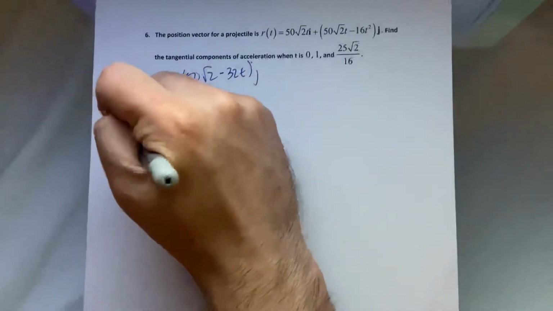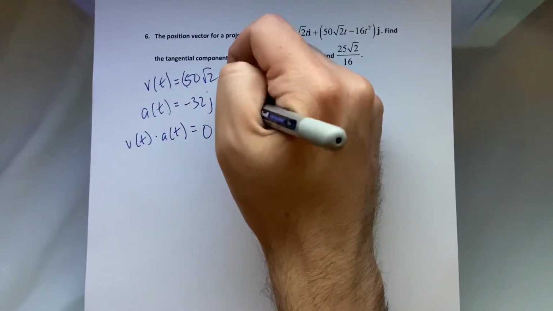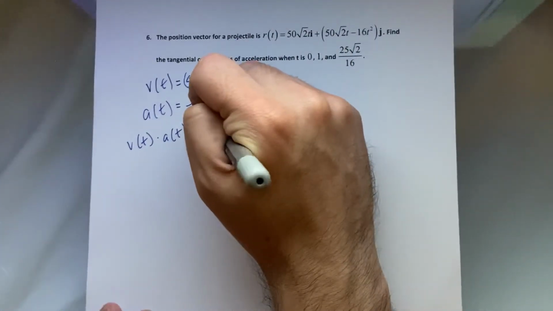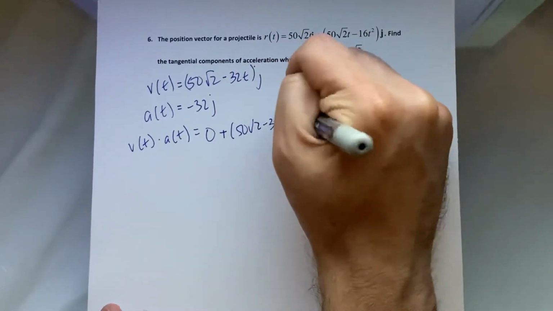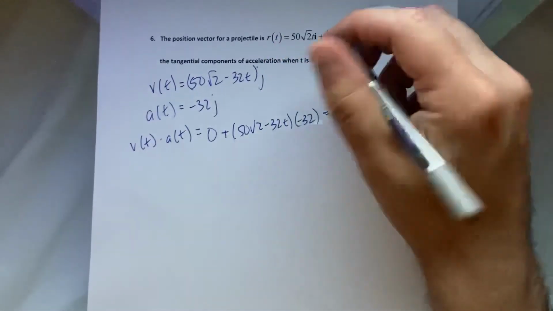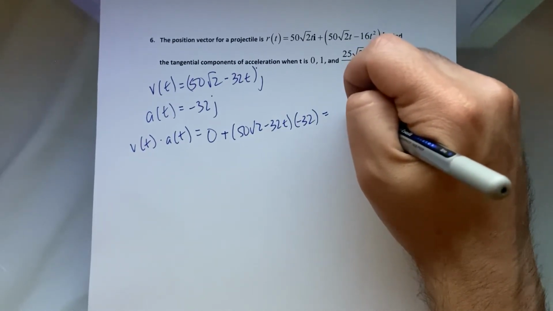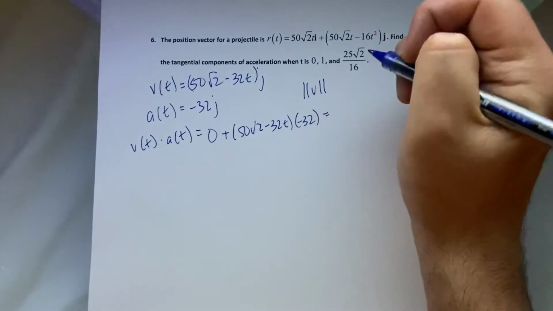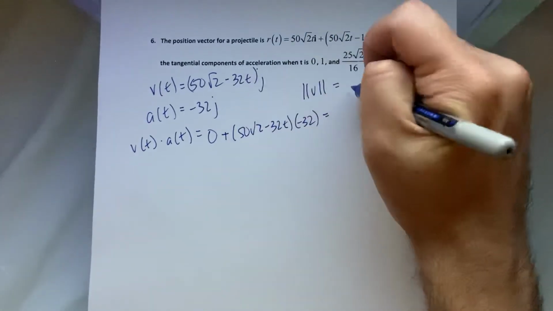So looking at the dot product, it would be 0, because there's no i components, plus you have 50 root 2 minus 32t times negative 32, which I'm just going to leave like that for a second. Now, we need the magnitude of v, though. The magnitude of v is just going to be this thing, the square root of this thing squared, which is just itself.